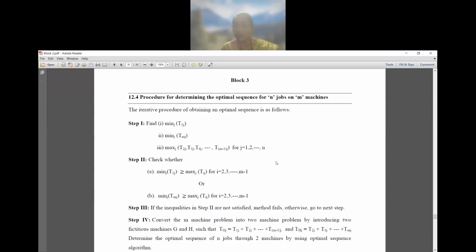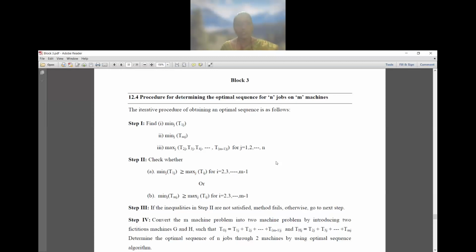The maximum value from the second machine to the m minus 1 machine. So what it says is, for the first machine we have to find the minimum value, for the last machine the minimum value, and we have to find the maximum value for the machines in between, that is from the second machine to the m minus 1 machine. So here m machines are there. Keep that in your mind. Then check whether these two conditions are satisfied.